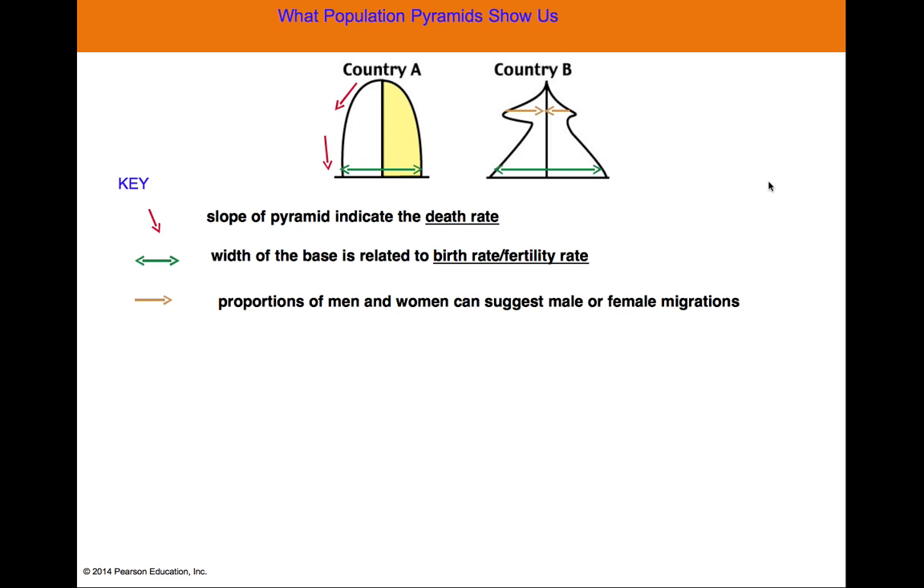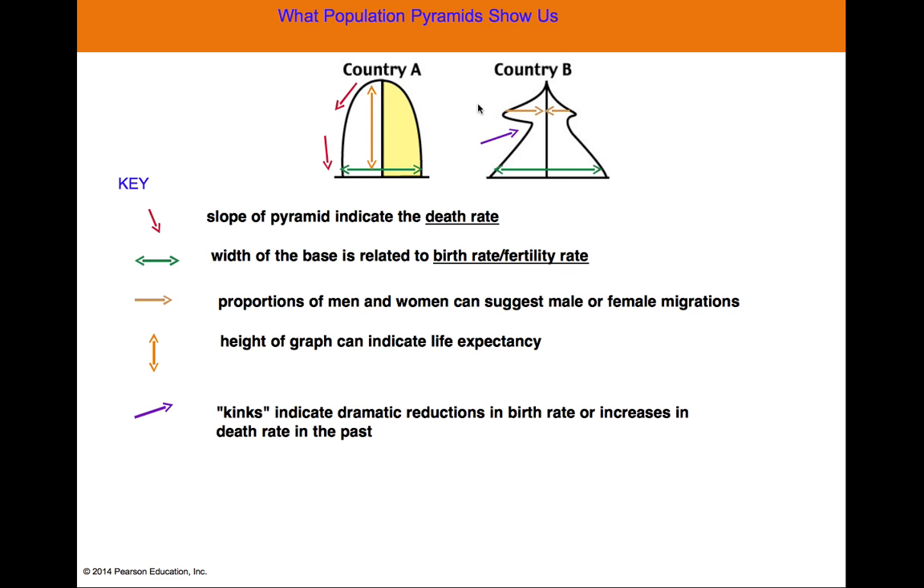Proportions of men and women can suggest male or female migrations as well. When we're looking at the height of the graph, that's telling us the life expectancy, because we know that down here it begins at 0 to 4, and then 5, and so on, and then it goes up to there. So depending on how tall your population pyramid is, that lets us know the life expectancy of a country.